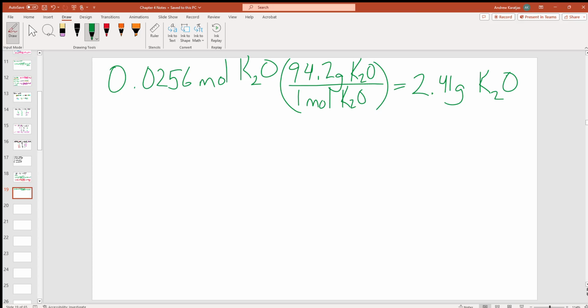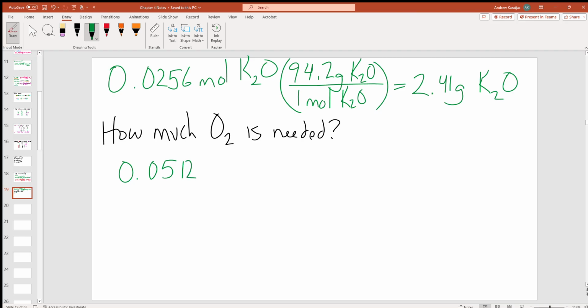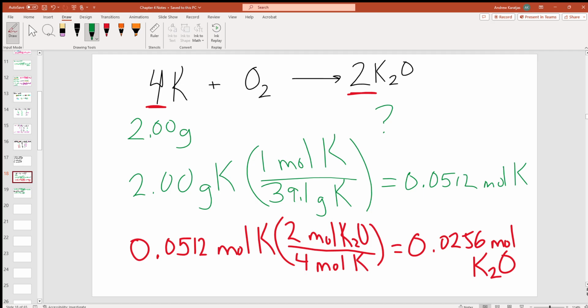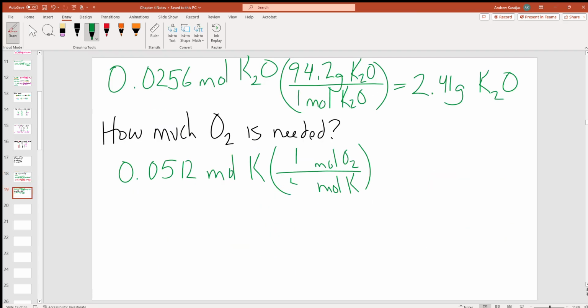Now, we're going to ask a second question. How much oxygen do we need? So we do this the exact same way that we did the previous calculation. We take our moles of potassium that we started with, so 0.0512 moles. But now we're going to convert from moles of potassium into moles of oxygen. How many moles is that? That's again our stoichiometric coefficients. There's no number in front of oxygen, so we know that that's 1. So 1 mole of oxygen, 4 moles of potassium.